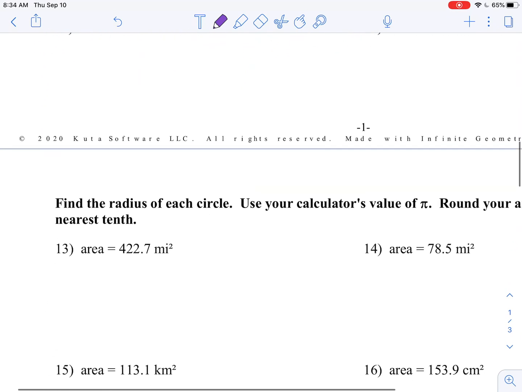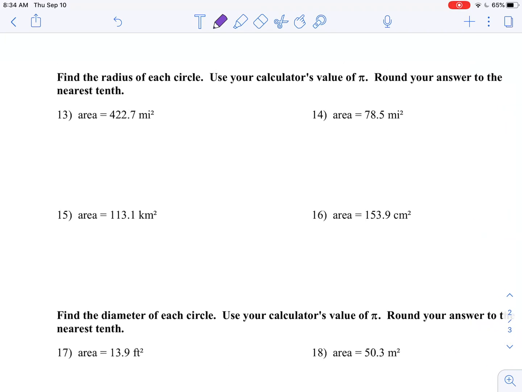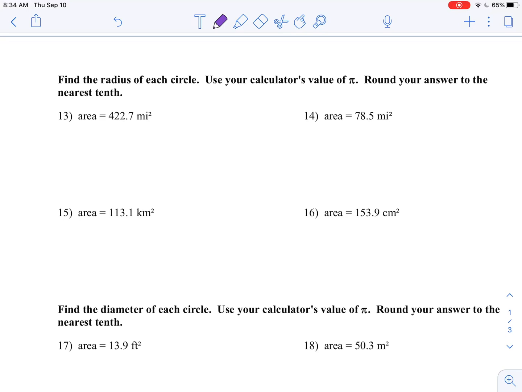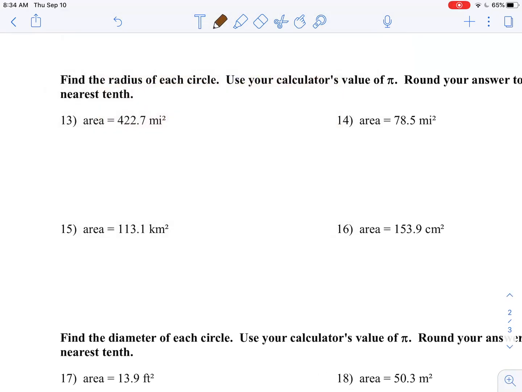And one more example. Find the radius of each circle. Use your calculator's value of pi. Round your answer to the nearest tenth. So for this one, the formula for the area of the circle is pi times the radius squared. I know my area is 422.7 equals pi times r squared.